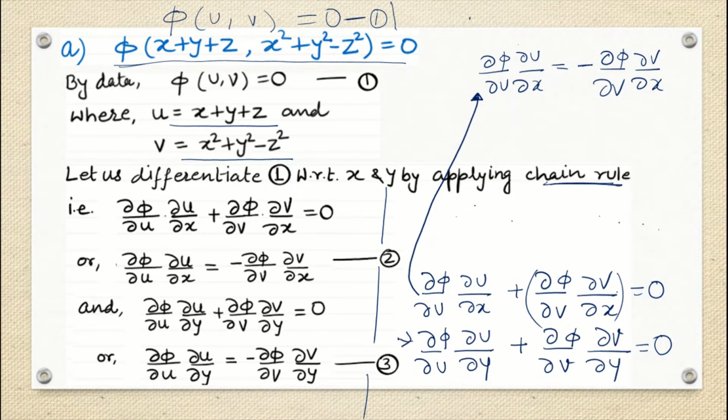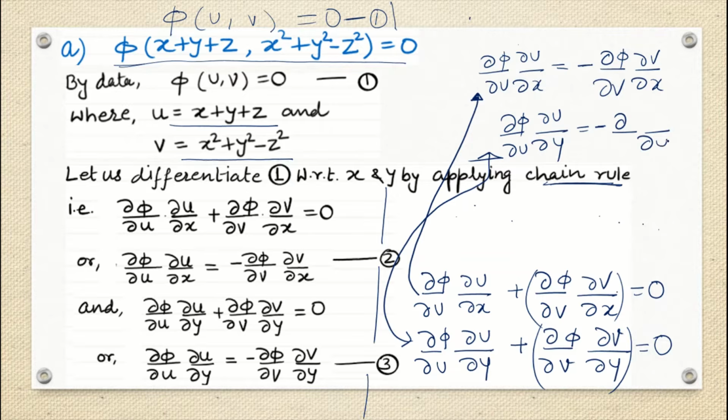Similarly, for my second equation, I am writing del by del y of phi with respect to u, and then on the right hand side I take this complete thing, that means minus del by del y of phi with respect to v. Fine? So I have just rearranged these two things. I am just giving the names equation number 2 and equation number 3. And my step number 1 is done.